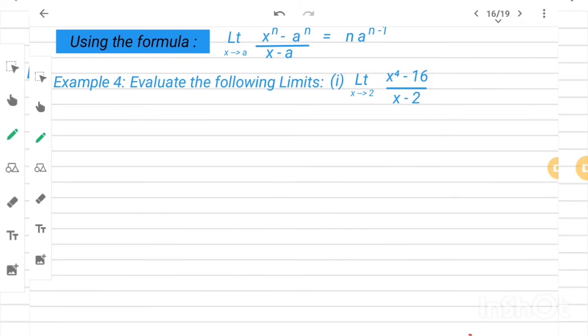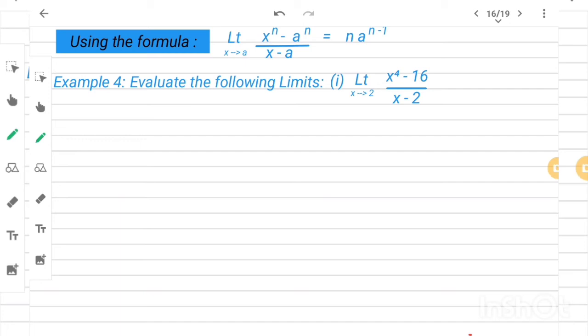And last, we are going to see the fourth method using the formula. Here the formula is limit x tends to a, x power n minus a power n whole divided by x minus a, is equal to n into a power n minus 1. If the given limit is in the form of this, we can directly substitute the values over here. Okay. Now first you just convert the given algebraic function to this form.